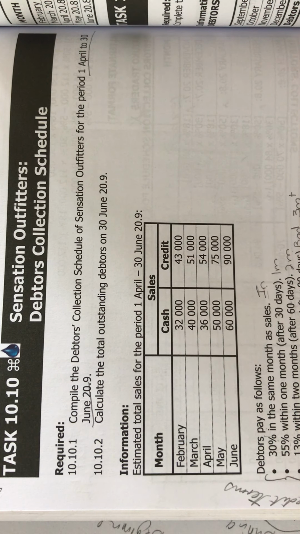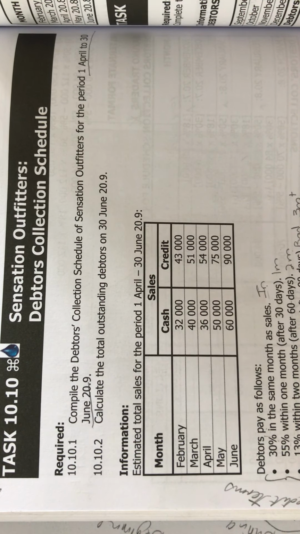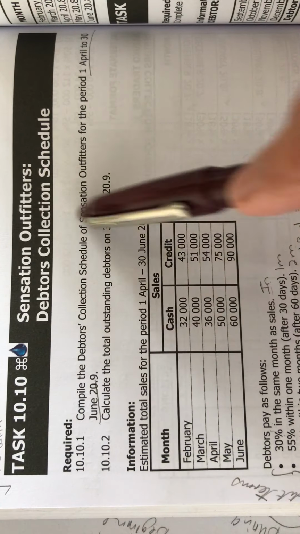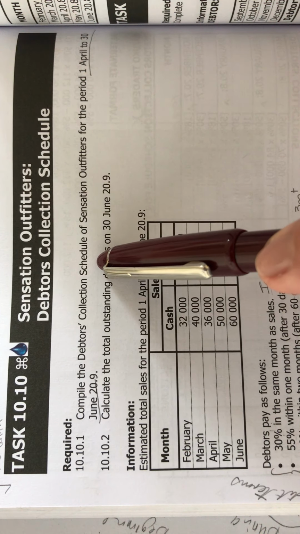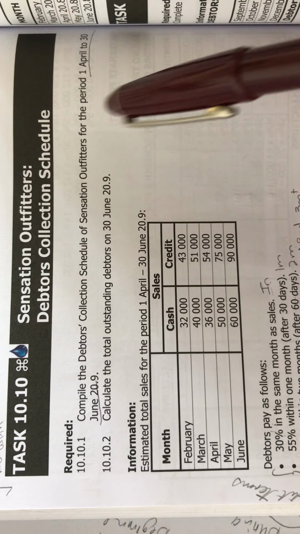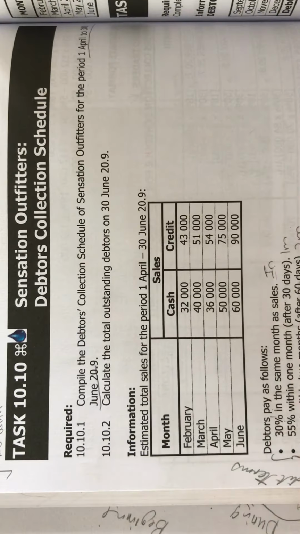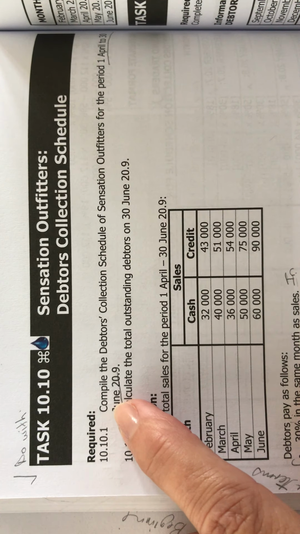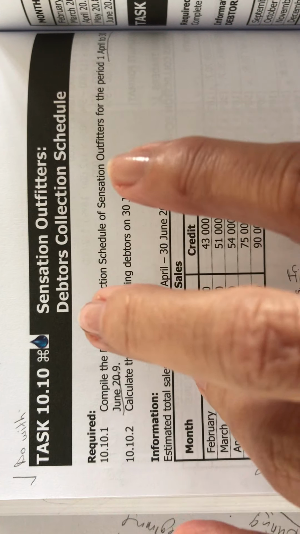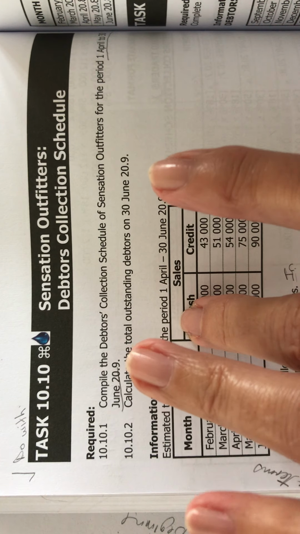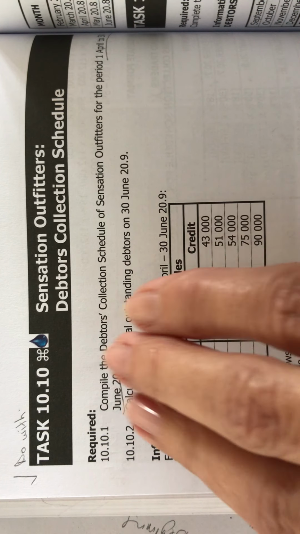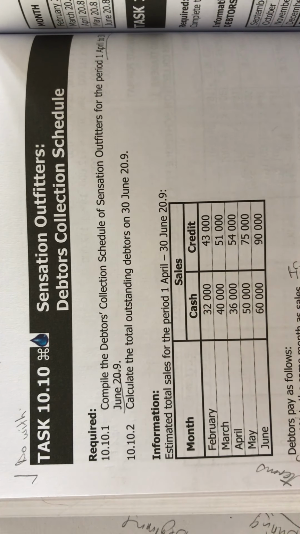Okay, grade 11s, we're going to do task 10.10 now. If you look at task 10.10, the first thing you need to determine is your debtors collection schedule for Sensation Outfitters, which must be drawn up for the period April to June. April, May, June. Alright?